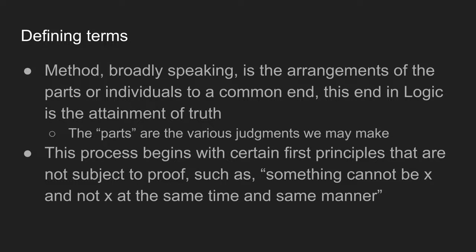And the process is going to begin with what are called first principles. Covering first principles specifically is going to be part of what's called criteriology. But briefly, first principles are those things not subject to proof, so something you have to assume when you come to the table. So that something cannot be X and not X at the same time in the same manner. So the law of non-contradiction, that's something which you can't prove, because by proving you're going to be assuming the law of non-contradiction. Any sort of logical reasoning assumes the law of non-contradiction.